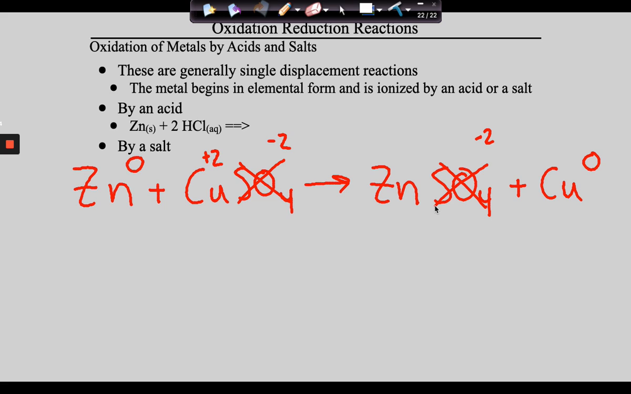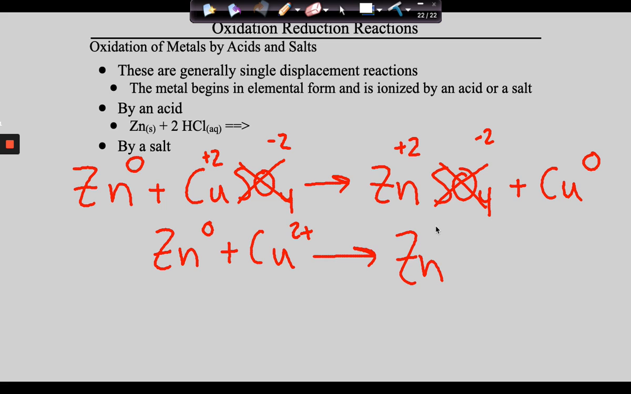But now we do need to know the charge of zinc, and zinc is +2. So now, guys, let's write the net ionic equation. Elemental zinc plus copper 2+ ion yields zinc 2+ ion and elemental copper. Like so.